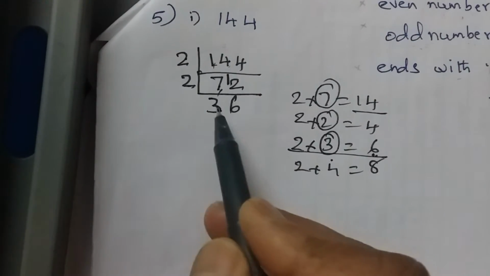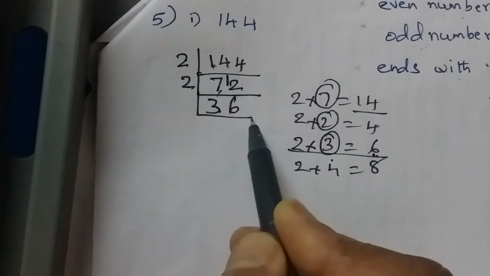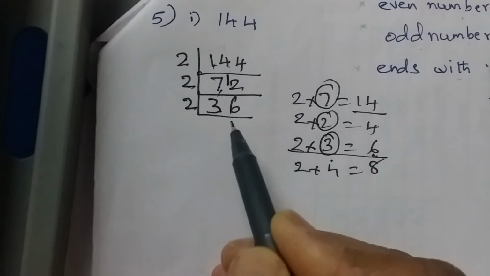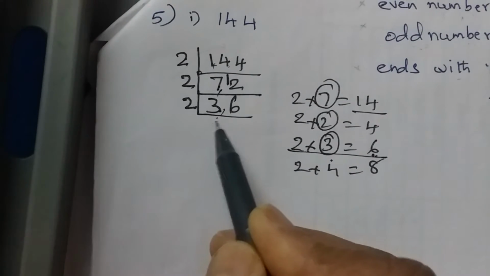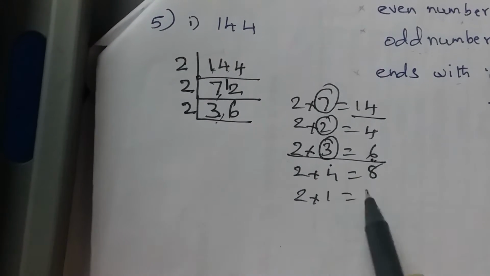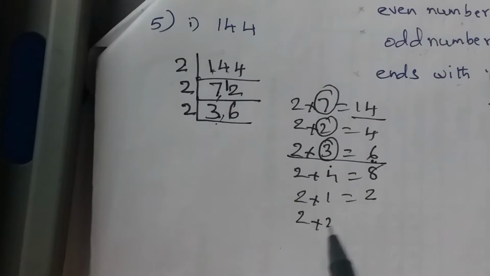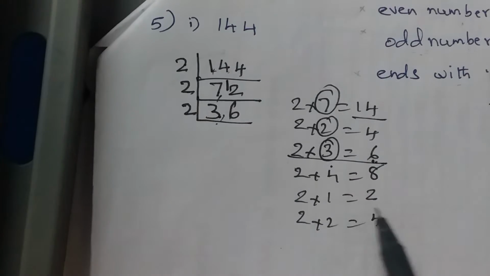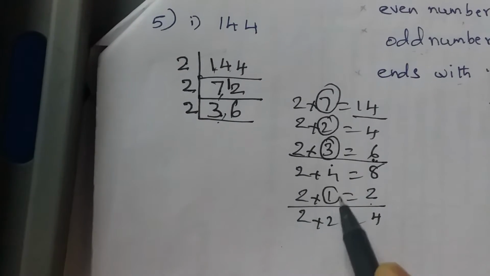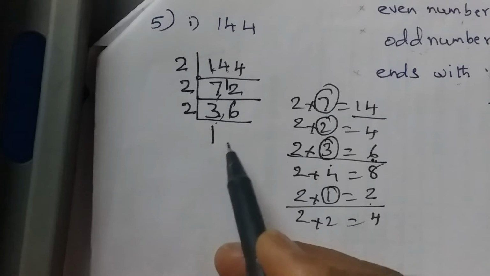Okay, now what is 36? That is again an even number. So divide by 2 again. Take 3. 2 ones are 2, and 2 twos are 4. But there is no 3. So which is less than 3? 2 is less than 3. So this 1 is the quotient. The quotient only we write here.